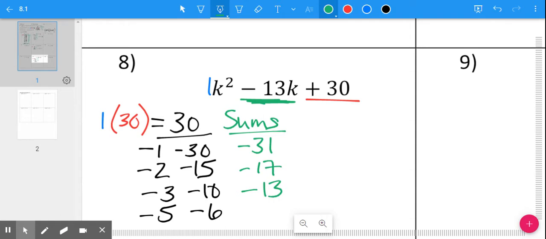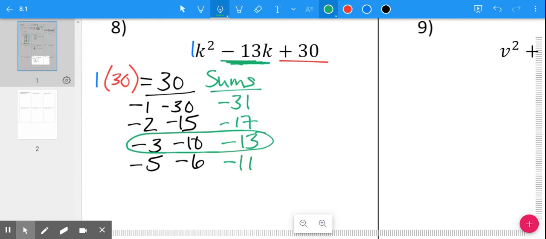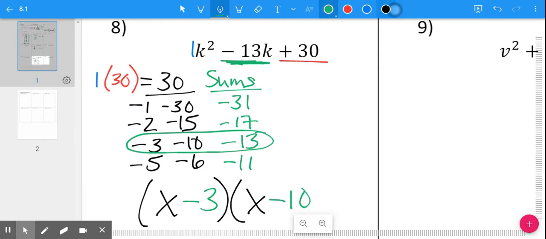When you add your factors to find the sums of your factors, we have negative 31, negative 17, negative 13. There it is. We've already found it, but I'm still going to write the other one just because. So our factors are negative 3 and negative 10 that multiply to make positive 30 and add to make negative 13. So because there's an implied 1 in the front, because a is 1, we can just write our intercept form. So we have x minus 3, because one factor is negative 3, and x minus 10, because the other factor is negative 10.